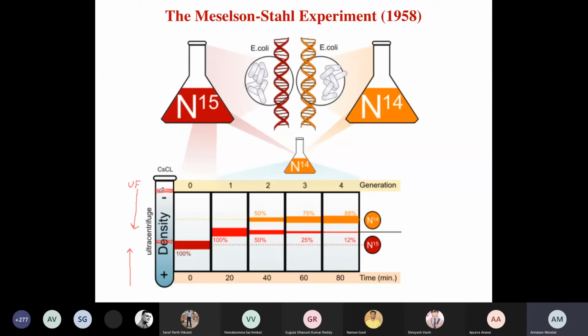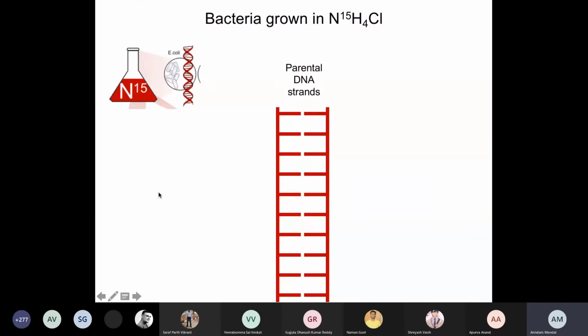Now what Meselson and Stahl did is, first of all, they inoculated E. coli, which is a very well-known bacteria. They inoculated the bacteria in a nutrient medium where the bacteria can grow, and there the sole source of nitrogen is ammonium chloride.